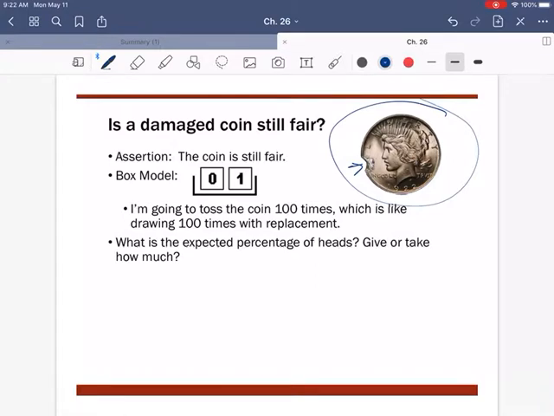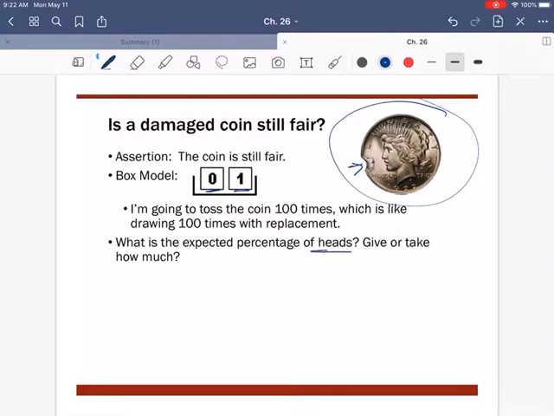So, we've got this coin right here, and it's damaged. So what we want to know is, is this coin still fair? And so the assertion is, yes, the coin is still fair. It's the same amount taken out of the back as front. So it's still just as likely to get heads or tails. So we're going to make a box model.